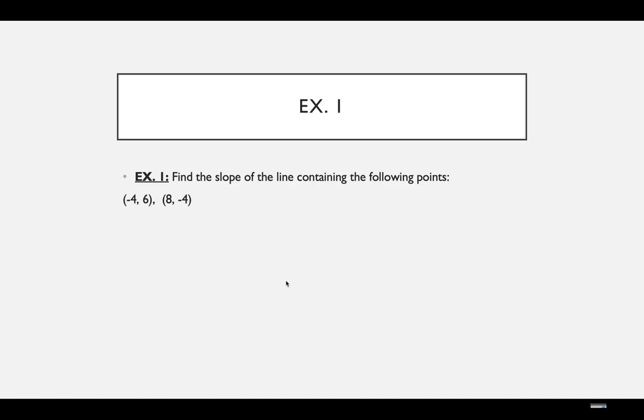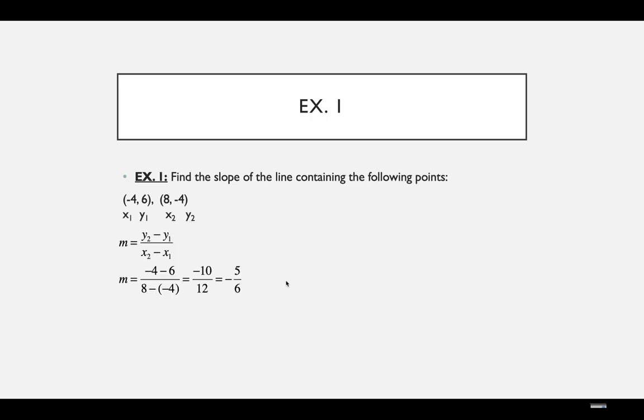So if we want to find the slope of the line containing the points (-4, 6) and (8, -4), we need to pick one point to be point 1 and the other to be point 2. I typically choose the first point to be point 1 and the second point to be point 2. And so my change in my y values is going to be -4 minus 6, or -10. And then my change in my x values is going to be 8 minus -4, so +12. -10 over 12 reduces to -5/6. Since we were just asked for the slope, we are done.